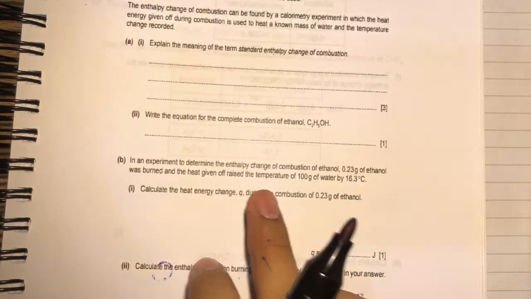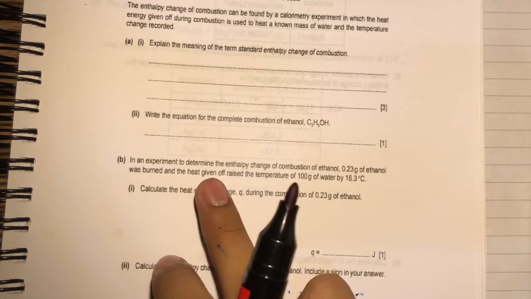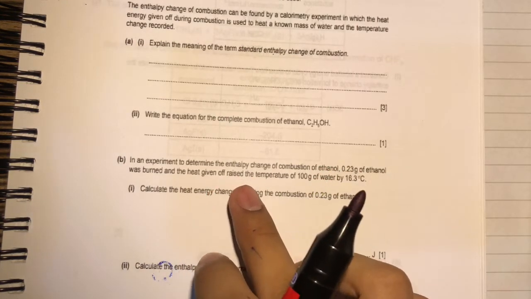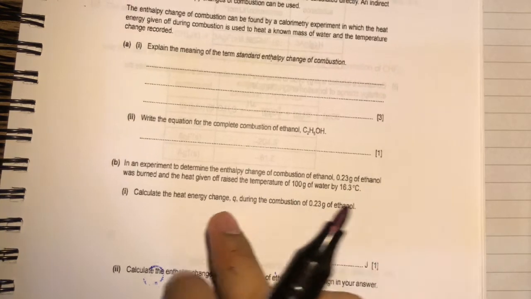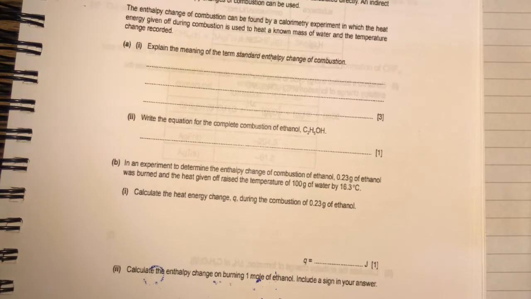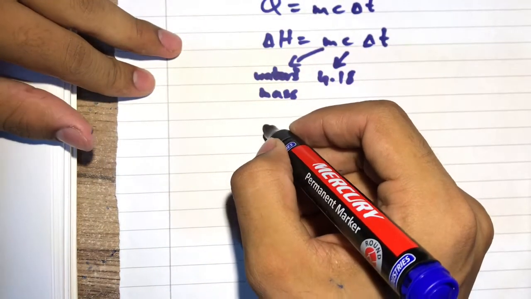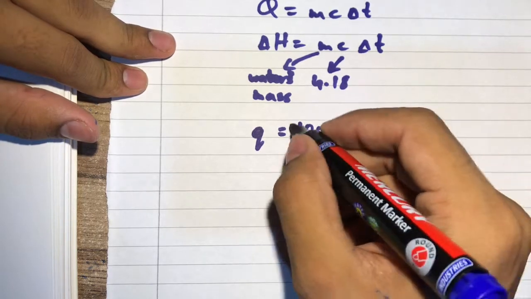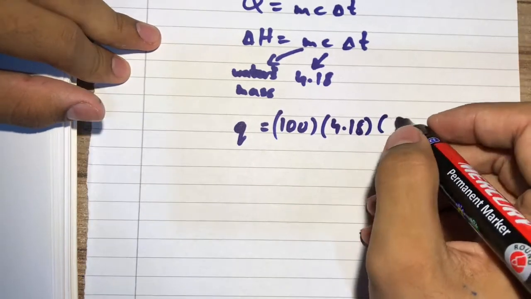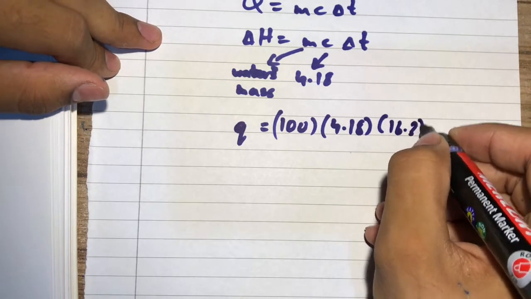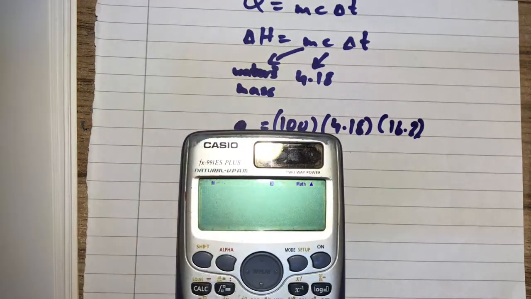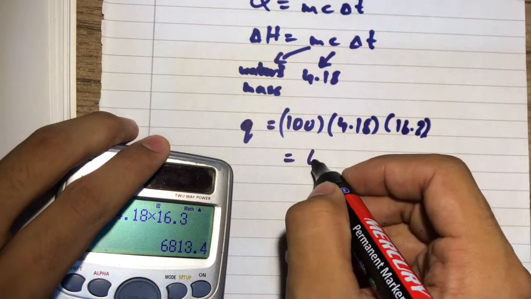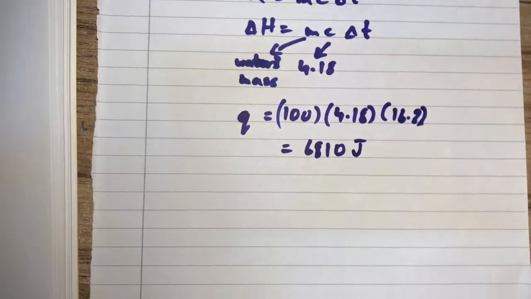In an experiment to determine enthalpy change of combustion of ethanol, 0.23 gram of ethanol was burned and the heat given off raised the temperature of 100 gram of water by 16.3 degrees Celsius. So there is 0.23 gram of ethanol and it's raising the temperature of 100 gram of water by 16.3 degrees Celsius. Calculate the heat energy change during the combustion of 0.23 gram of ethanol. So we have to find delta H, which they've labeled as Q in the question. So Q equals m was 100, then there is c, that is 4.18, and there is delta T, that was given as 16.3. So 100 times 4.18 times 16.3, 6813, we'll write it as 6810 joules. That was the first part.